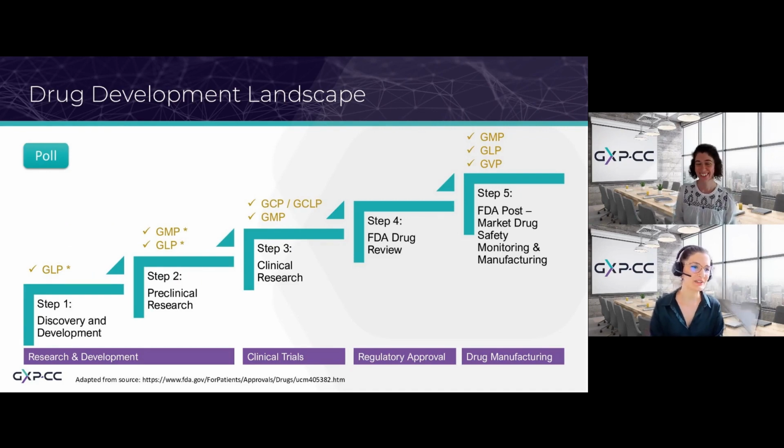So starting with the first phase of the drug development landscape, research and development, even though it's not mandatory that companies follow the good practices regulations, it is highly recommended that they follow good laboratory practices as well as good manufacturing practices, especially when conducting studies with investigational medicinal products, because most likely the data that will be generated during this phase will support regulatory submissions that will allow companies to move on to the next stages of the drug development process.